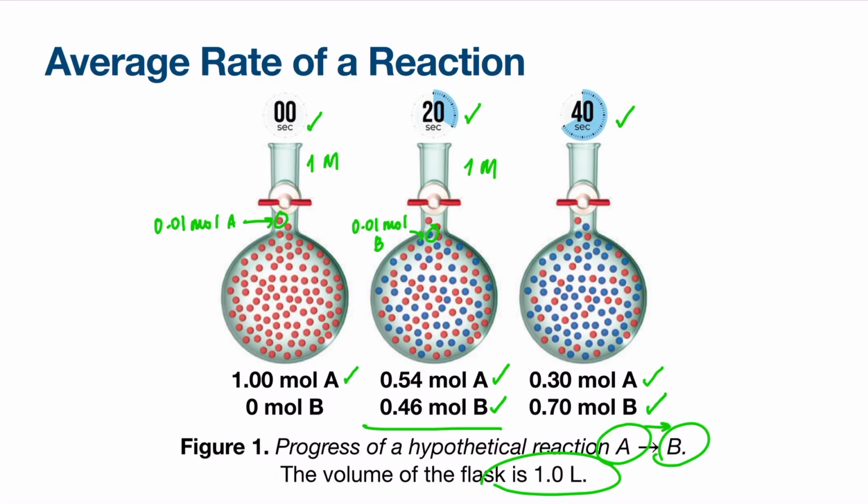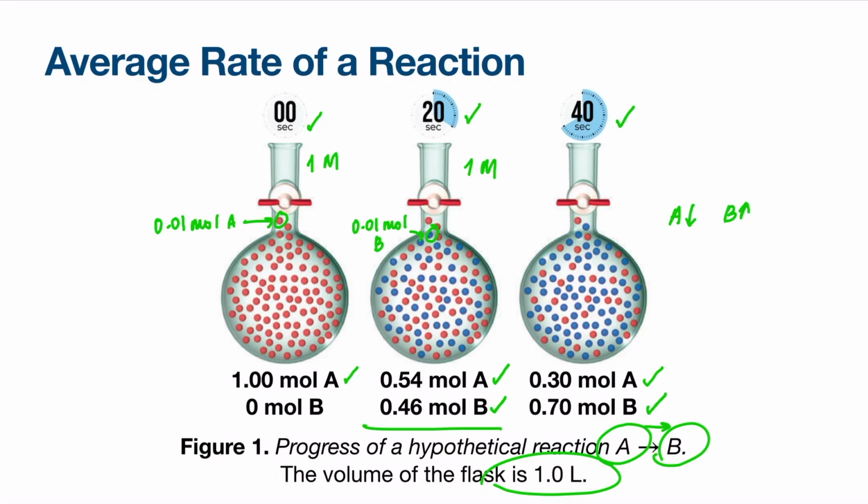You can see a clear pattern. As A decreases, B increases, and the total amount remains constant. This relationship helps us calculate the average rate of the reaction. Now that we can see the concentration of A and B change over time, we can talk about the rate of the reaction. Now, looking at this reaction, there are two ways we can describe how fast it is happening.